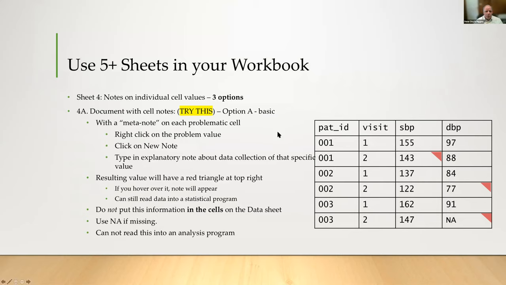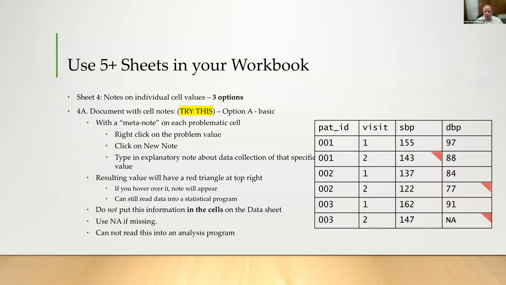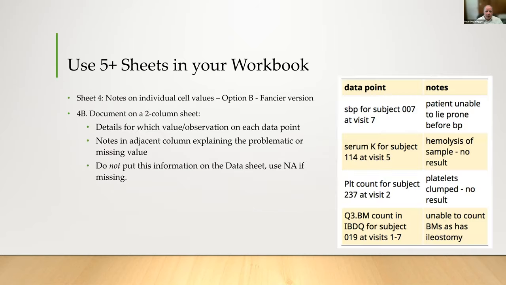One way to do this is a meta note on the actual problematic cell. So if you right click on a problem value, you can get a drop down that says new note. You can type in an explanatory note about the data collection, and it leaves a little colored rectangle. If you hover over it, the note appears so you can see the note, but it won't interfere with reading the data into the statistical program. It's not part of the cell. Don't put this information into the actual cells, but you can put it in these notes. Use NA for missing. And this is a workaround that's pretty practical and fairly easy to do. A little bit more complicated way to do this is on sheet 4B.